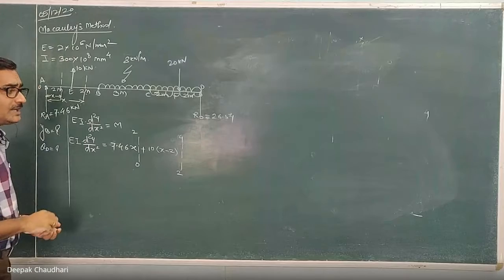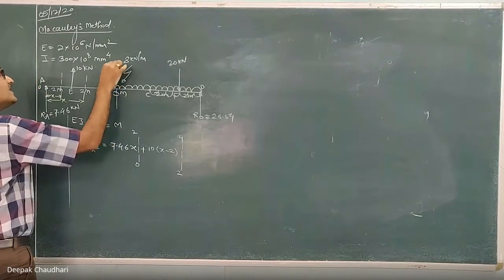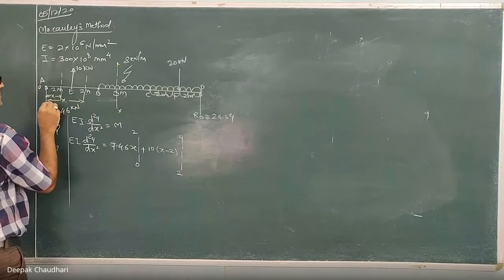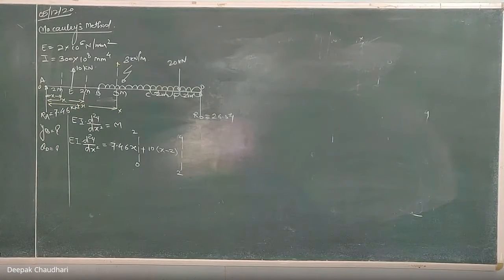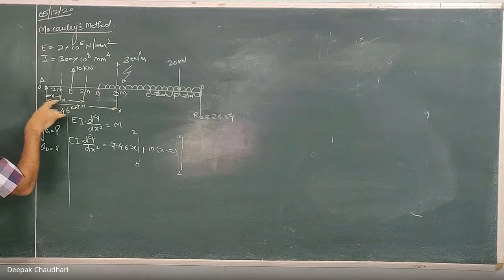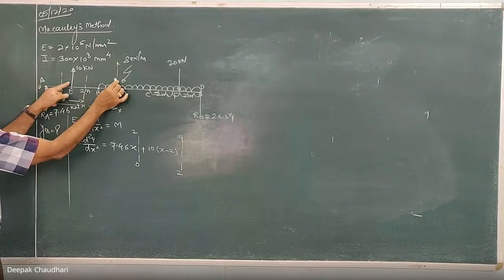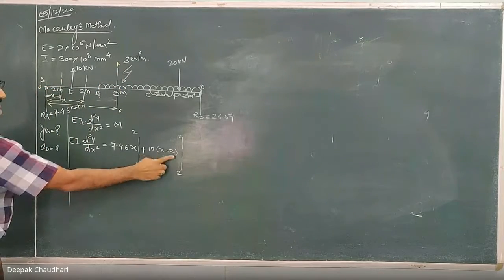Now after B, the UDL starts. So let's take the section after B. Let's take this section XX, which is at a distance of x from origin. Now let's write down the equation of the bending moment here. It will become 7.46 into x, which is already written, plus 10 into this distance. Now this distance is x and this is 2, so the distance is x minus 2, so it is plus 10 into x minus 2.